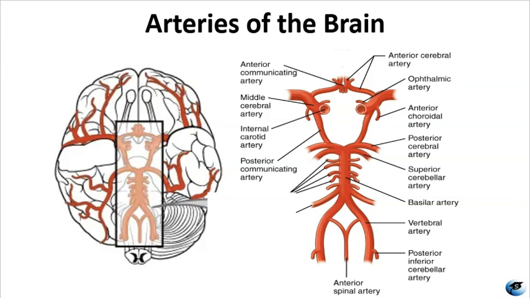The anterior spinal artery runs along the front of the spinal cord, so it's usually visible as a small artery descending from the vertebral arteries. That's this one here, the spinal.